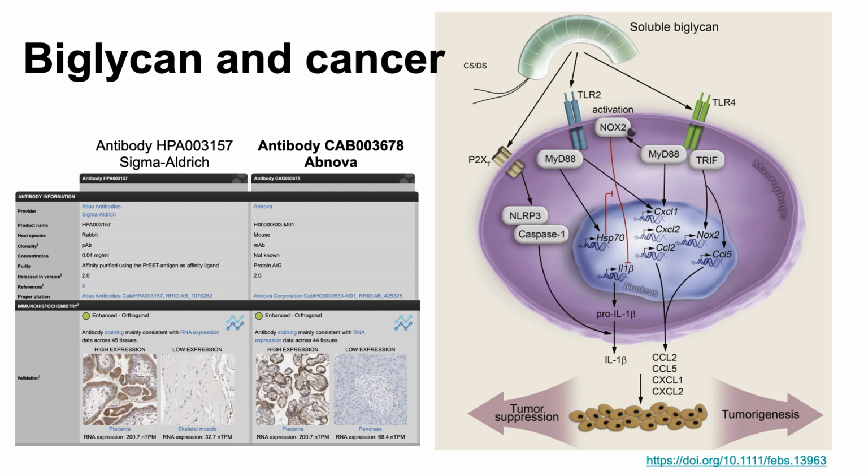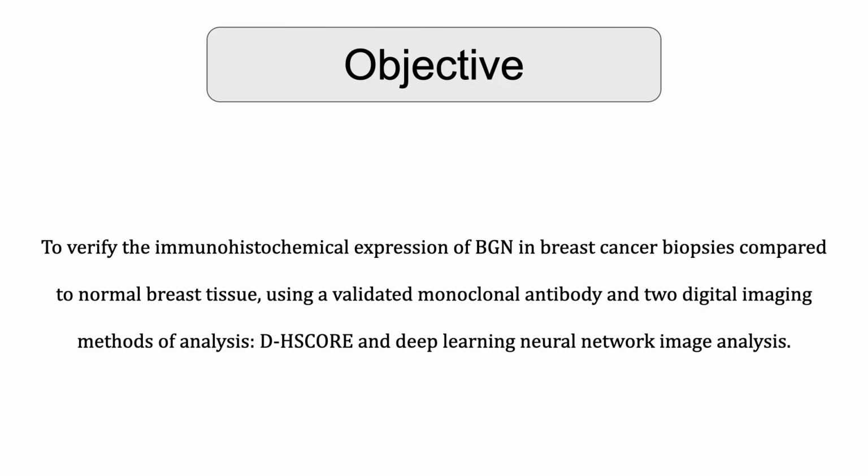Data on biglycan expression in human breast cancer is scant and contradictory, and little information is available using the Abnova antibody in pathology sections. Therefore, the objective of this study is to verify the immunohistochemical expression of biglycan in breast cancer biopsies, compared to normal breast tissue. We will use a validated monoclonal antibody and 2 digital imaging methods of analysis, digital H-score, and deep learning neural network image analysis.